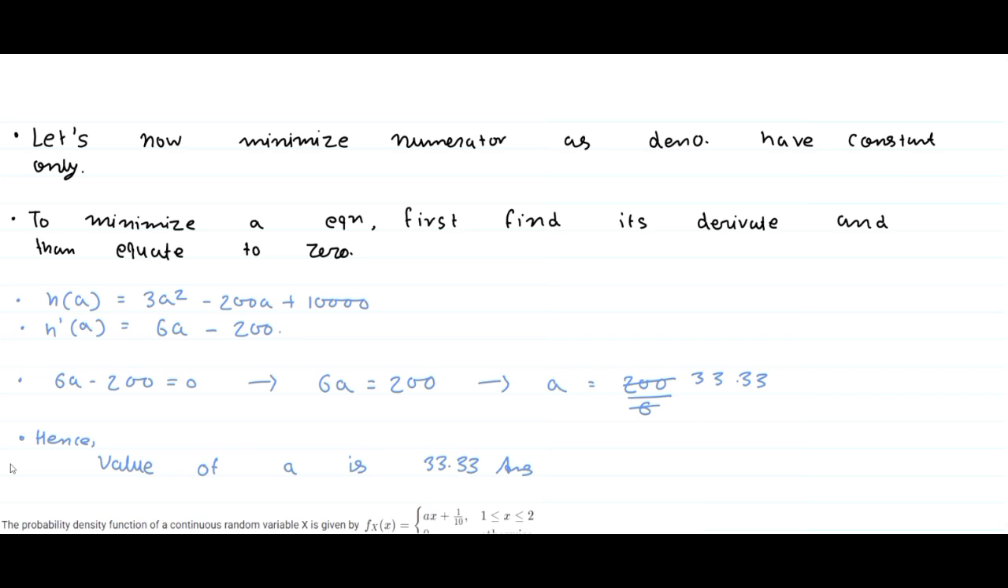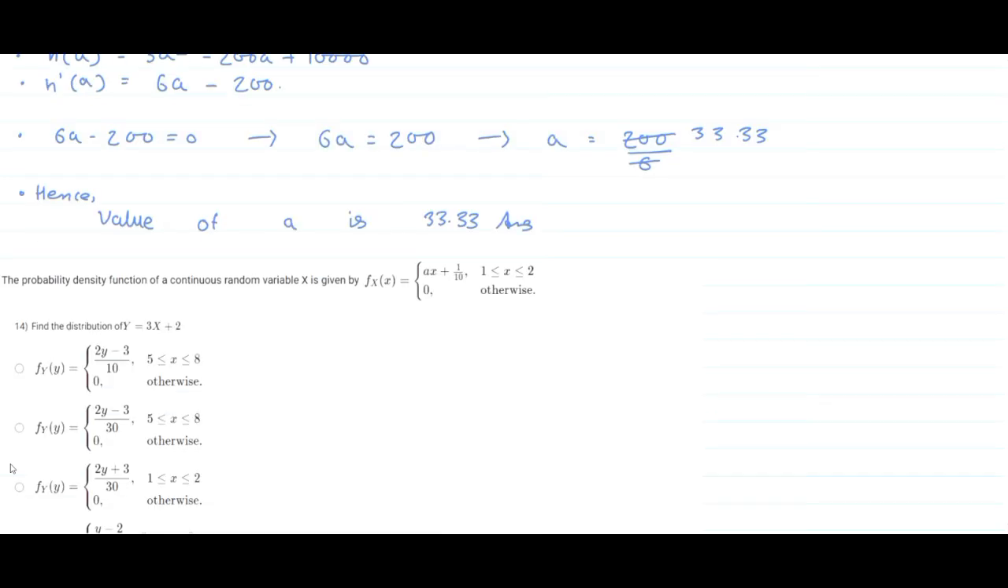So, first let us find the derivative of 3 times a square minus 200 times a plus 10,000. It will be equal to 6 times a minus 200. Now if we equate 6 times a minus 200 with 0 and find the value of a, then the value of a we will obtain is 33.33. Hence, the answer to question number 13 is 33.33. Let us now see question number 14.